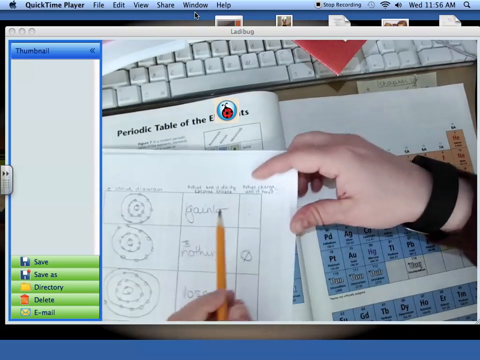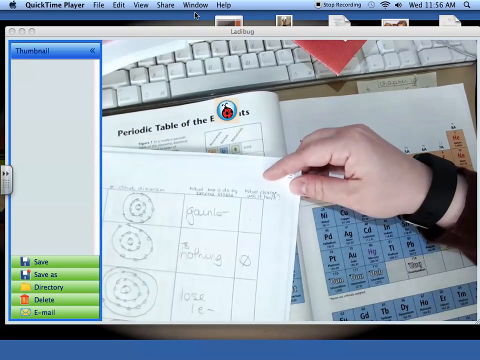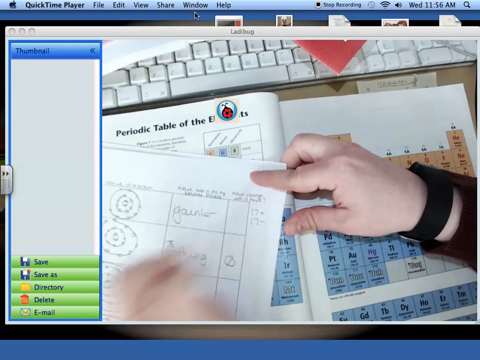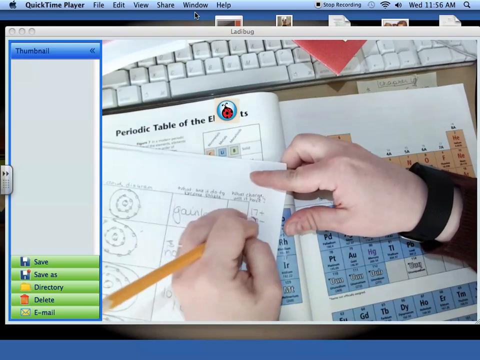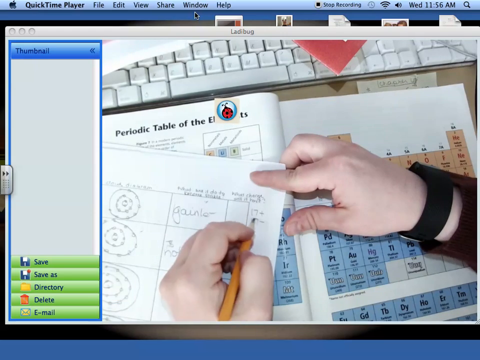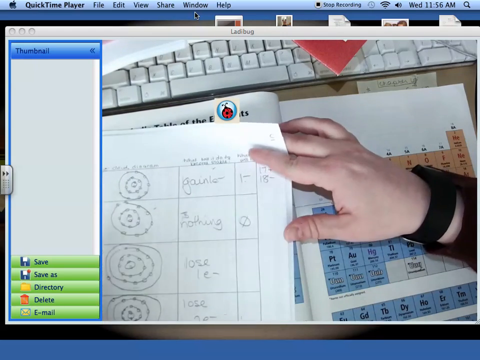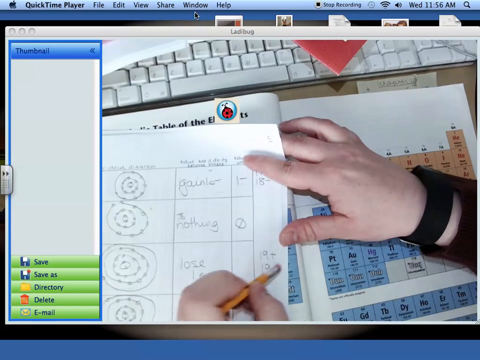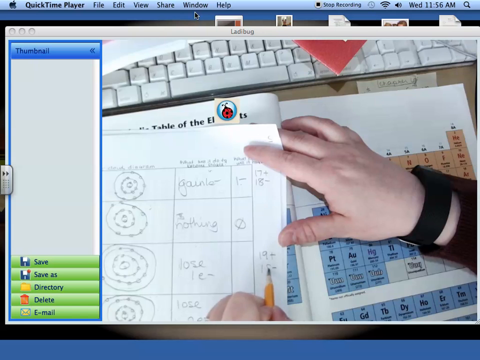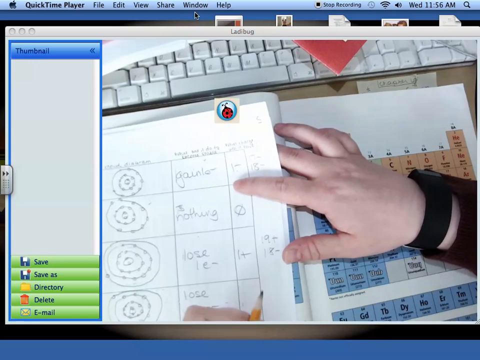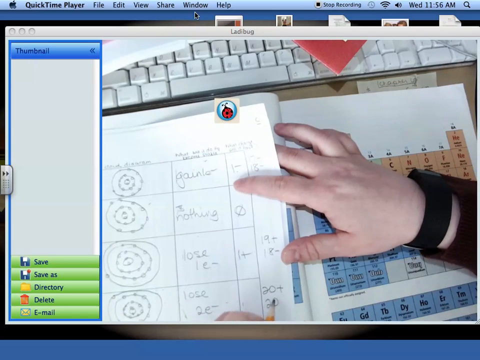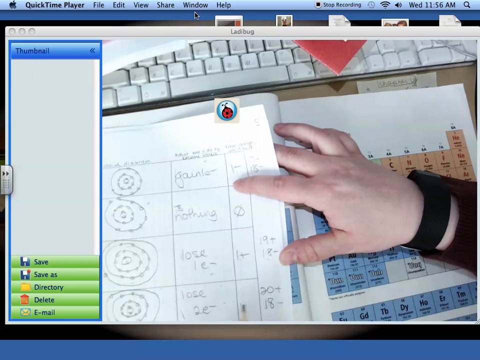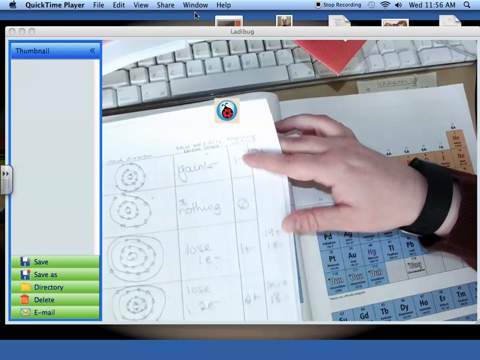All right, so I will pause and see if you can get these charges right now. Chlorine has 17 positive charges, 17 negative charges. If I gain 1 electron, I will now have a 1 minus charge. Potassium started with 19 positives and 19 negatives. If you lose an electron, that goes down to 18. Now you have a 1 positive charge. Calcium has 20 positives and 20 negatives. It's going to lose 2 electrons to have a 2 plus charge.